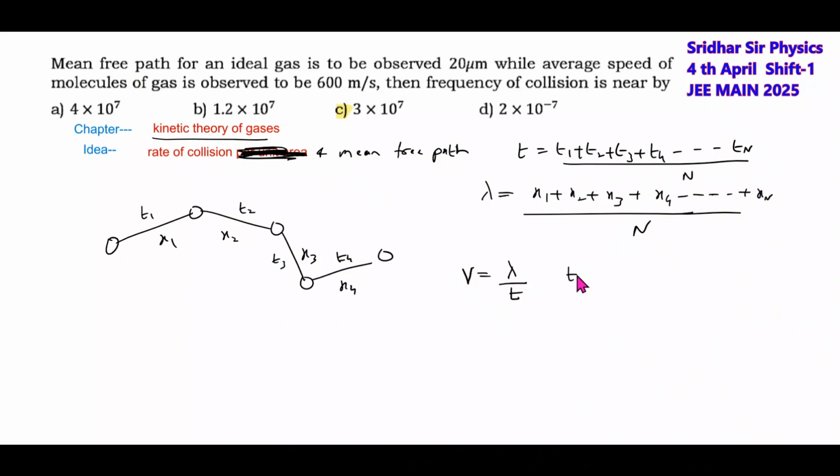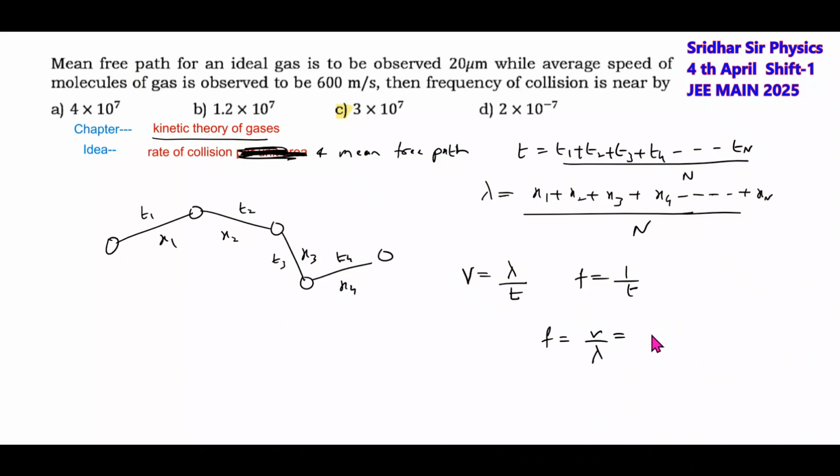Okay, now this T, what is the T? Time interval between successive collisions. The reciprocal of the time interval between successive collisions will become the frequency, the frequency of collision. So therefore what we can write here, f is equal to 1 by T, v by lambda.